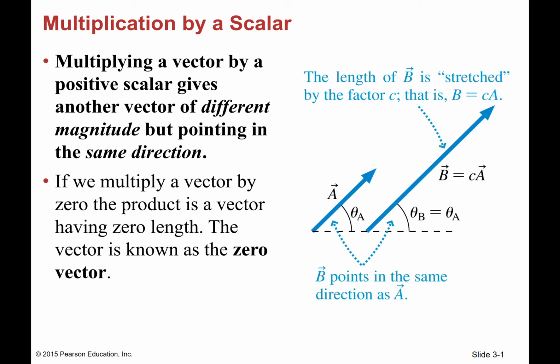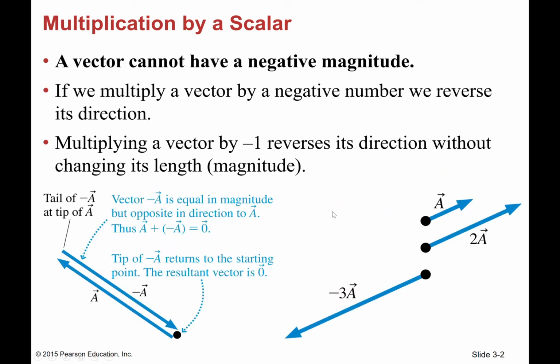If we multiply by 0, then we get a vector that has 0 length. A vector cannot have negative magnitude. The magnitude is just how long the vector is, and that cannot be a negative number. So if we multiply a vector by a negative number, what we actually get is the reverse direction. For instance, here we have the vector A, and if we multiply A by -1, we get the vector minus A. So A plus minus A has this neat property that it gives you 0.